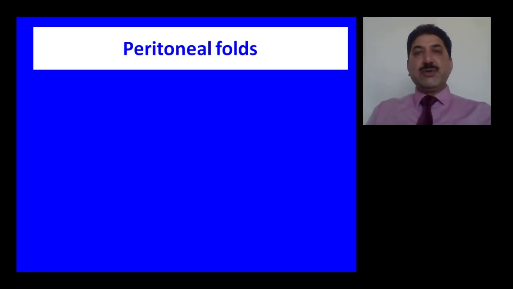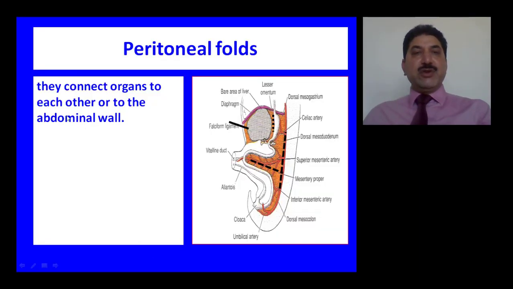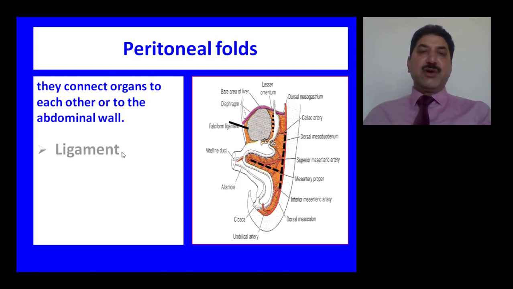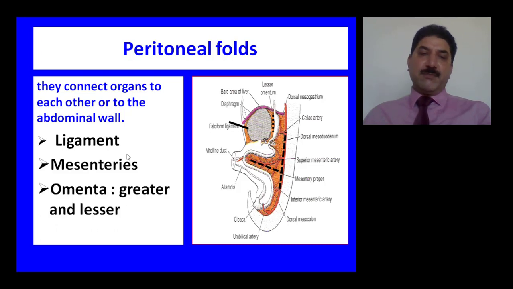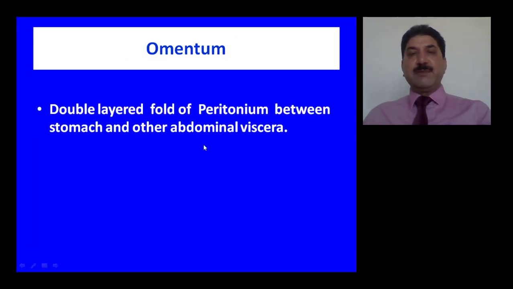What are the various peritoneal folds? Peritoneal folds connect organs to each other or to the abdominal wall. They are called ligaments, mesentery or omentum. Omentum is a double-layered fold of peritoneum between the stomach and other abdominal viscera.